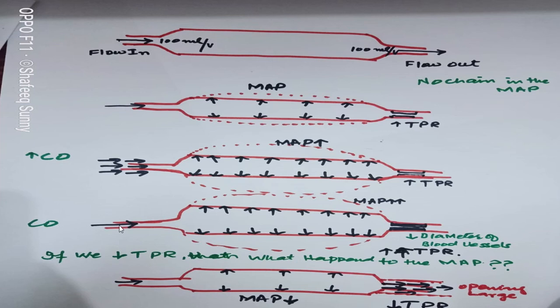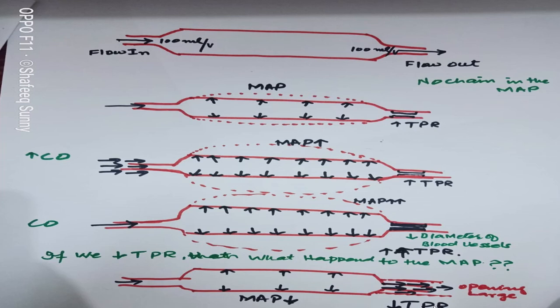Cardiac output is the same, that is 100 ml, but the resistance is increased, so the mean arterial pressure will be increased. Now if you decrease the total peripheral resistance, then what happens to the mean arterial pressure? If you decrease the total peripheral resistance, the blood flow is the same, cardiac output is the same, the mean arterial pressure will obviously decrease.